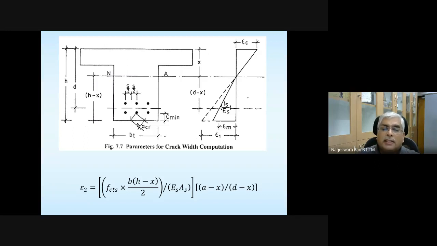Okay, and this is the distance of the reinforcement to the point of interest on the surface. That is what this ACR is. We'll see in more detail about this ACR, what it is, once we go and read the description. And C minimum is nothing but the cover thickness to the reinforcement, and BT is nothing but the width of the web section. Okay, and here the strain diagram is shown.